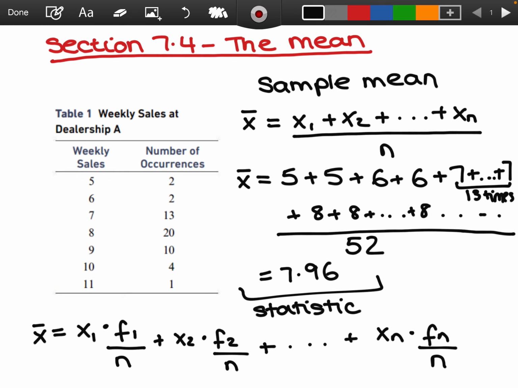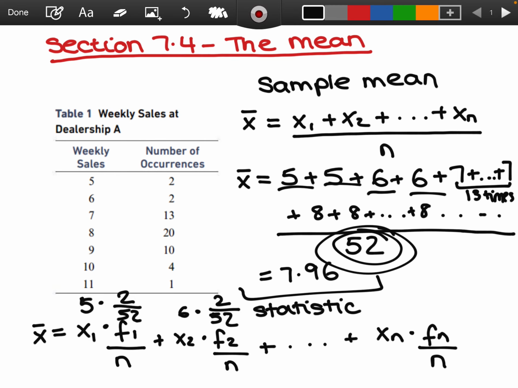Why does this work? Well, it's exactly the same calculation that we did before. Let's look at the calculation we did above. We took 5 multiplied by 2 divided by 52. That's the same as doing 5 plus 5 divided by 52. Then we would take 6 multiplied by its frequency of 2 divided by the total number of things in my sample, which is 52, which is the same thing as 6 plus 6 divided by that 52. And then the next one would be 7 multiplied by its frequency of 13 divided by 52. Well, that's the same as adding 7 to itself 13 times and then dividing it by 52.